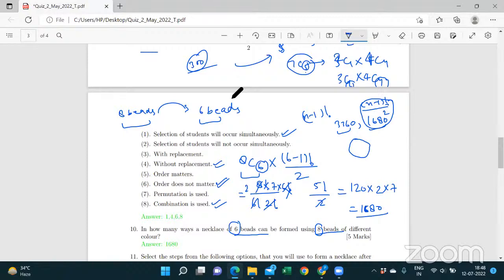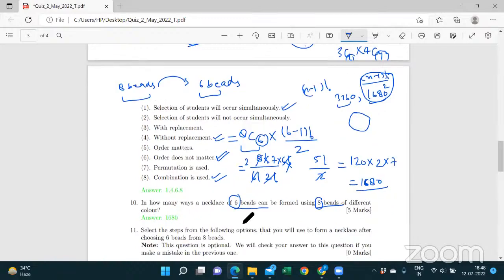Yes, sir. Once again, sir. Yeah, see, what is the question? The question is, we have to form a necklace of 6 beads, right, by using 8 beads. So what is the further step? You have to form the necklace of 6 beads, right?